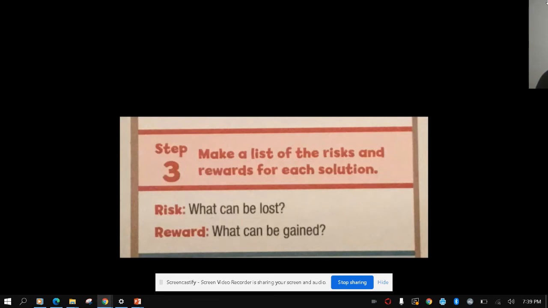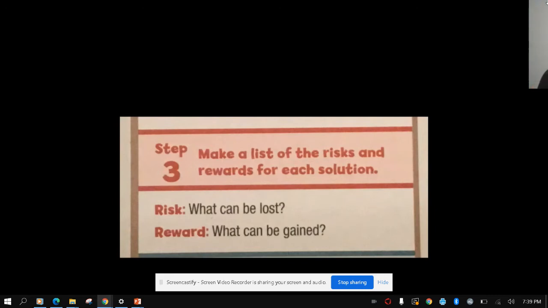Solution number 2 was give customers a coupon for $1 off of their next visit. Well, a risk with that could be a coupon means less money for the business, but then a reward could be a coupon may attract new customers.